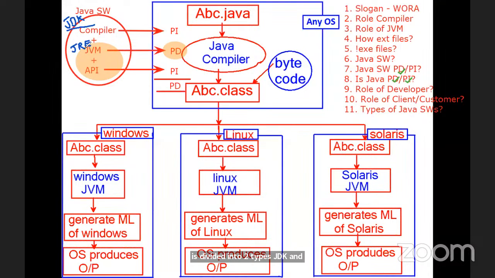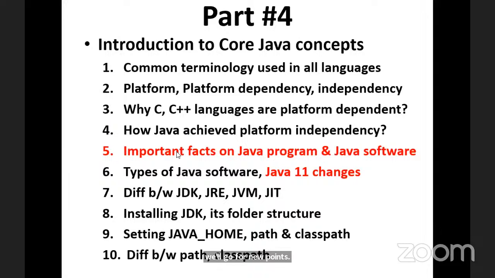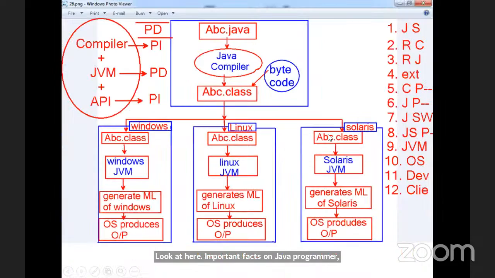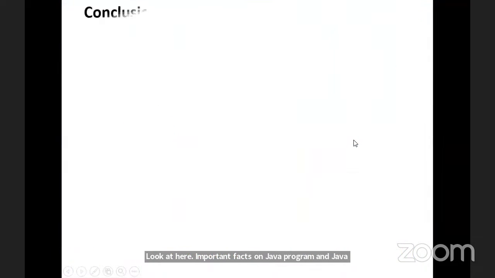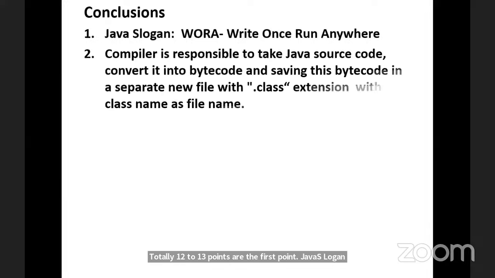Everyone understand? Let me try to show you all these points in the system check and then we'll go for new points. Important facts on Java program and Java software. Totally 12 to 13 points are there. First point, Java slogan: write once, run anywhere. Compiler is responsible to take Java source code, convert it into bytecode, saving this bytecode in a separate new file with a .class extension with class name as file name.